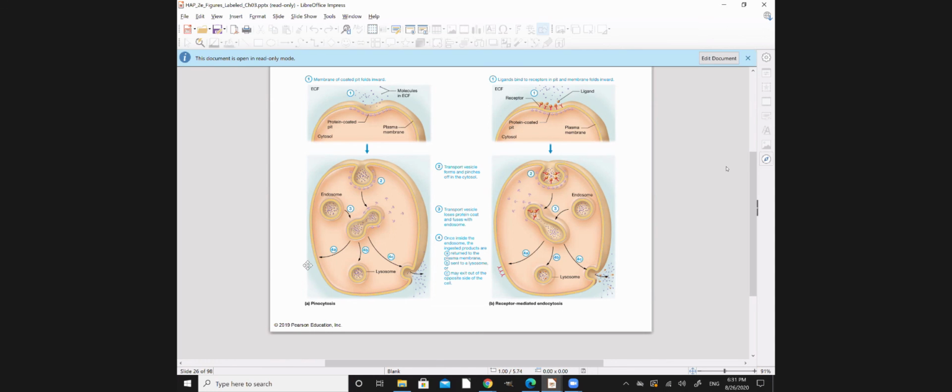And again, endo means we're bringing something inside. Exo means that we are removing something from the cell.